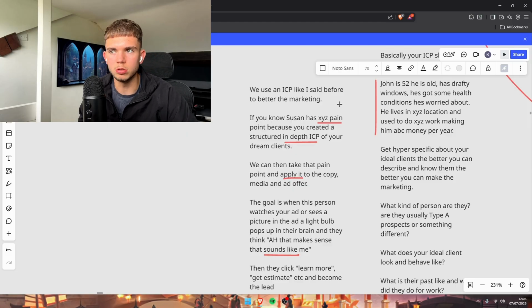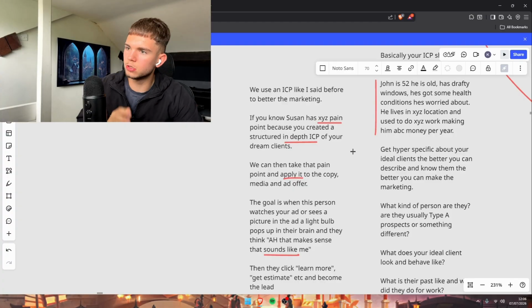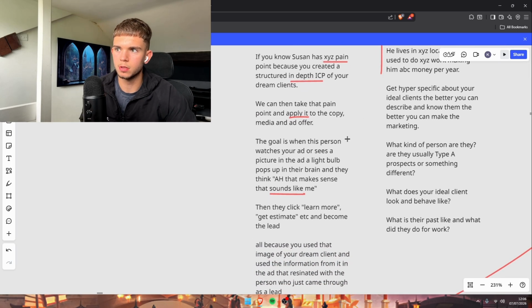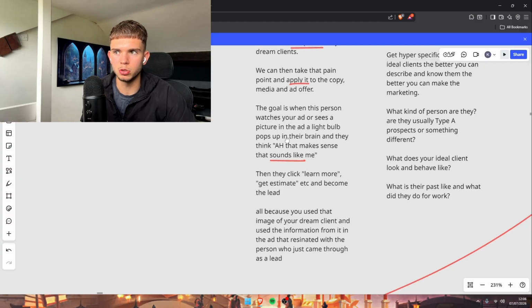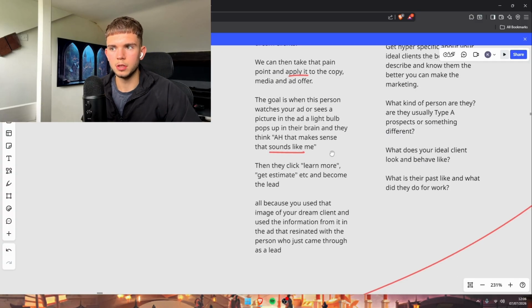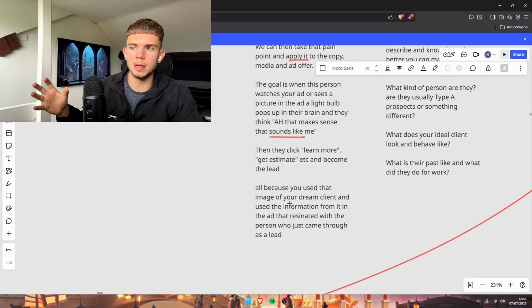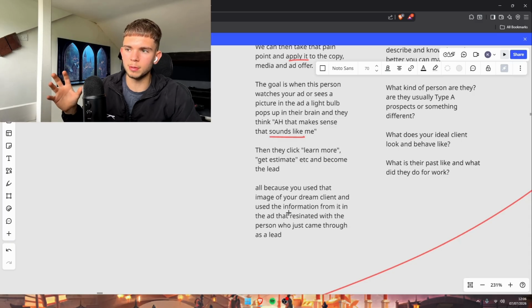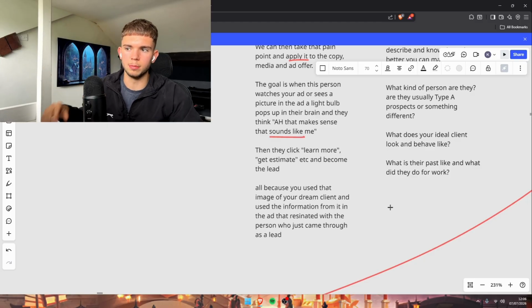So if you know Susan has XYZ pain point because you created a structured, in-depth ICP of your dream clients, we can take that pain point and apply it to the copy, media, and ad offer. Now, the goal is that when this person watches your ad or sees a picture in the ad, a light bulb pops up and they're thinking, that makes sense. That sounds like me. Then they click learn more, get estimate, whatever the button actually says, all because you use the image of your dream client and use the information from it in the ad that resonated with the person who just came through as a lead.